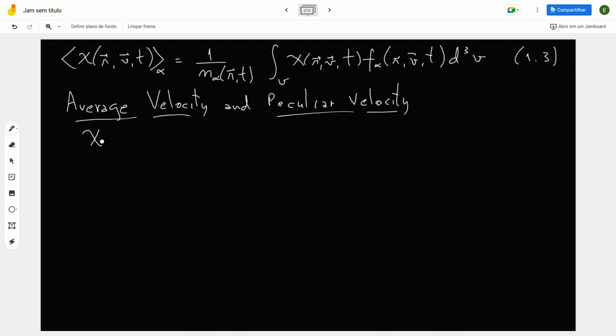So we're going to compute this average using chi equal to V in 1.3. And we're going to call this average U. So U is the mean value for the velocity of alpha particles at this position, at the volume element at this position. And we can use also this notation. So this is just adding V in place of chi in this 1.3 equation, and we have this.